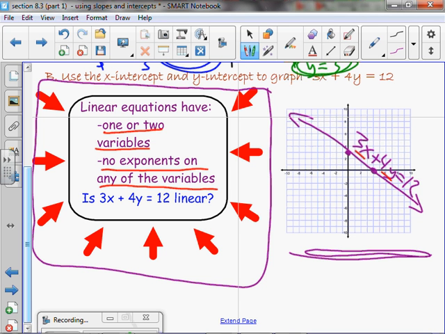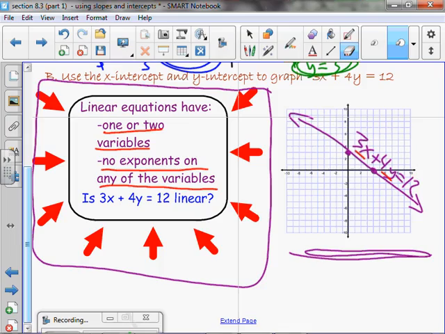By that, I mean there's nothing written up here above the x or above the y. If this was 3x squared, or 4y to the third, or something like that, that would not work. But because they do not have written exponents, they actually do have exponents. They're 1, because they're raised to the first power, but we don't even write those. If they don't have exponents, then I know that this could be linear.